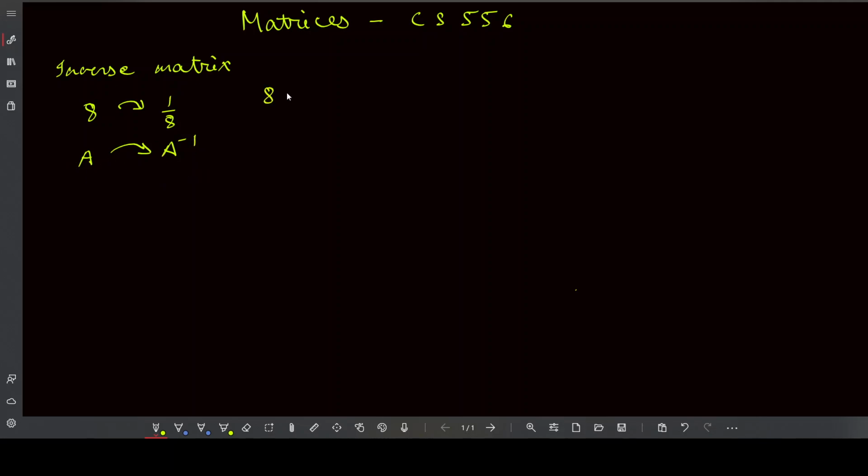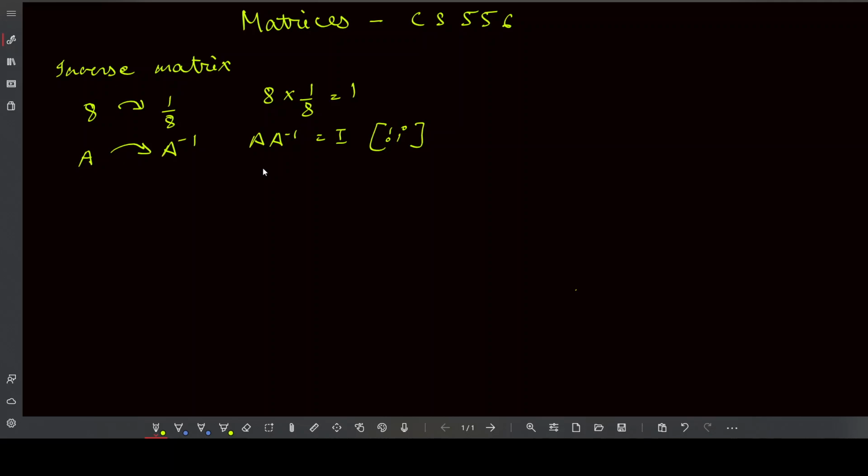So if I multiply 8 by its reciprocal, I get 1. Similarly, if I multiply the matrix A with its reciprocal, I get the matrix I. This is the identity matrix where all the diagonals are 1 and every other element is 0. So the identity matrix in the matrix world is similar to having the number 1 in the real world.